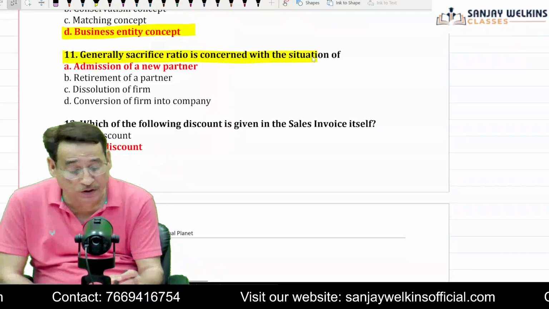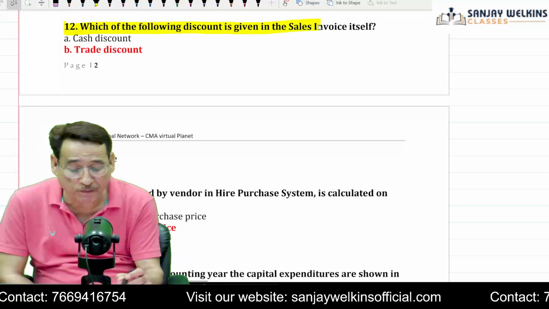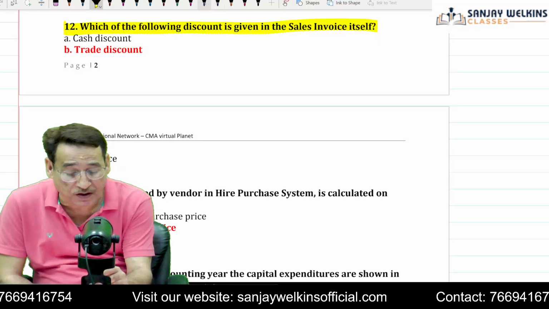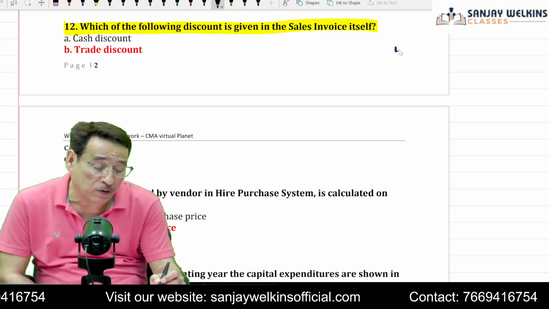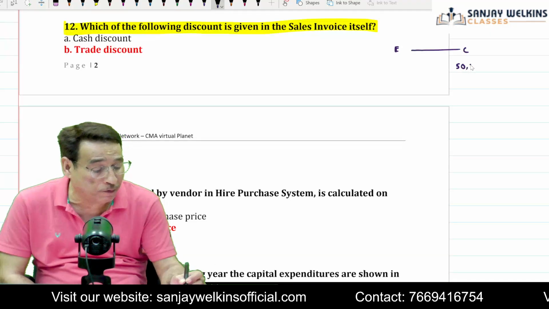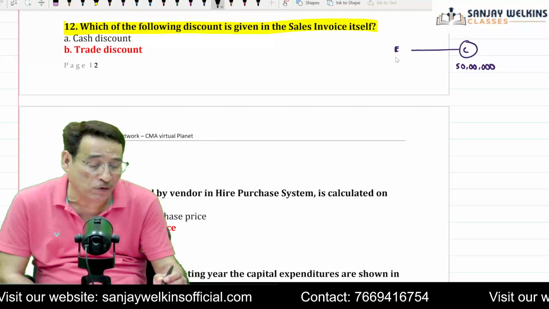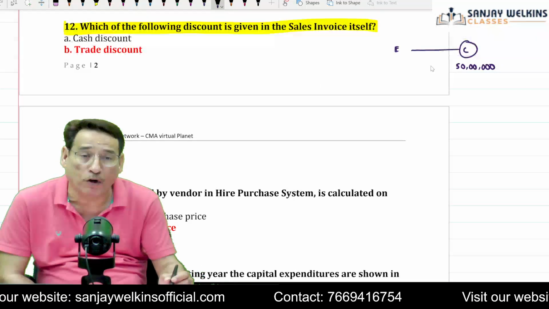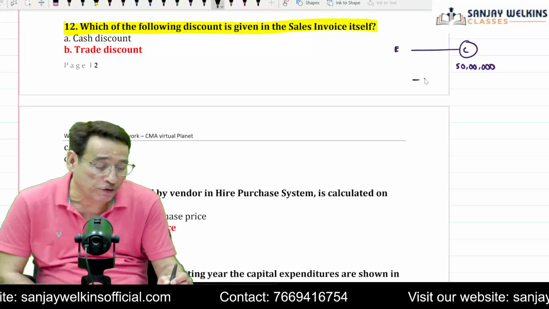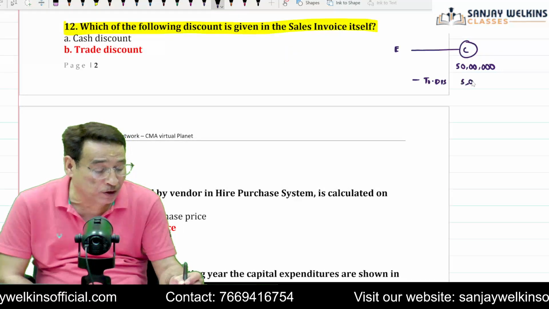Generally, sacrificing ratio is concerned with the situation of admission of a partner. I need not tell you. Which of the following discounts is given in the sales invoice itself? Suppose our entity has sold goods to a customer, to the tune of rupees 50 lakh. As you know, it's a very heavy sale. So this customer has purchased 50 lakhs worth of goods from our entity. Generally, when there are bulky purchases, we offer them trade discount. So let us say we have offered him a trade discount of 5 lakh because he has done the bulk purchases.